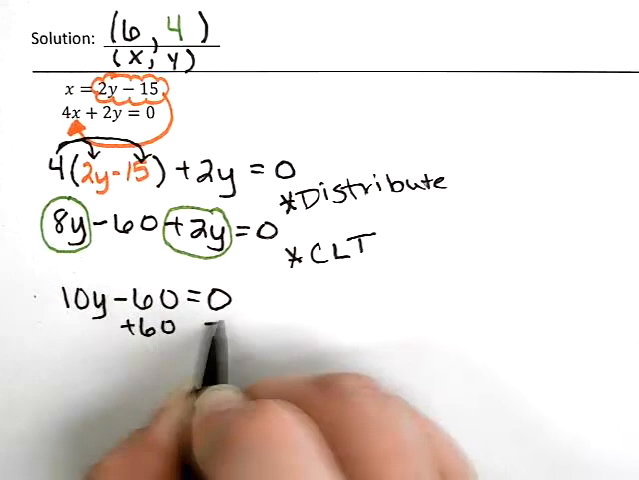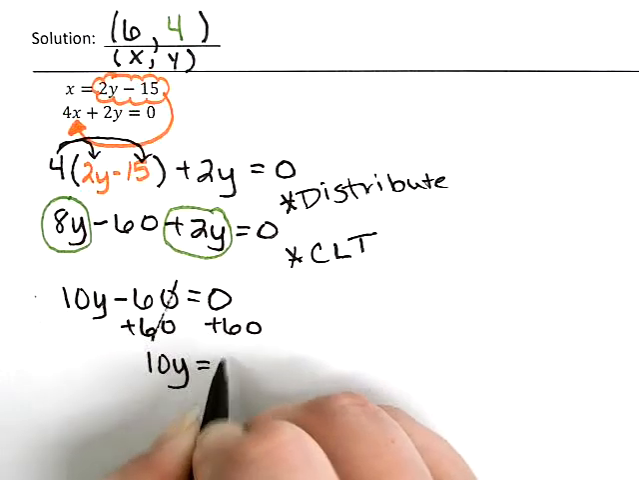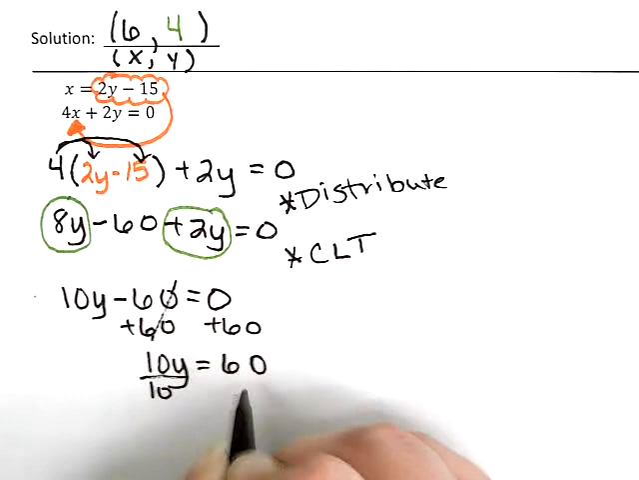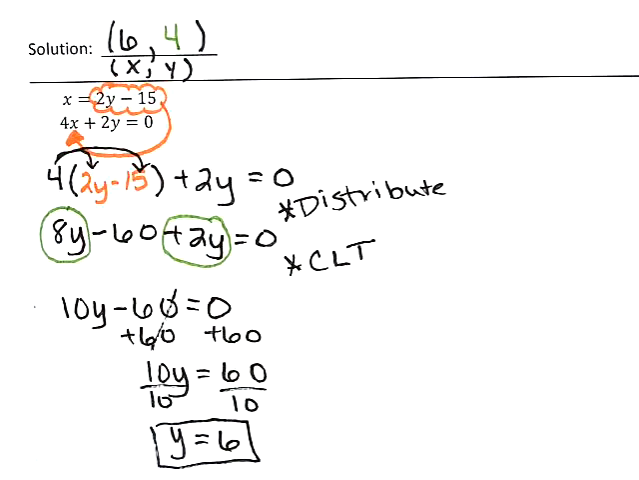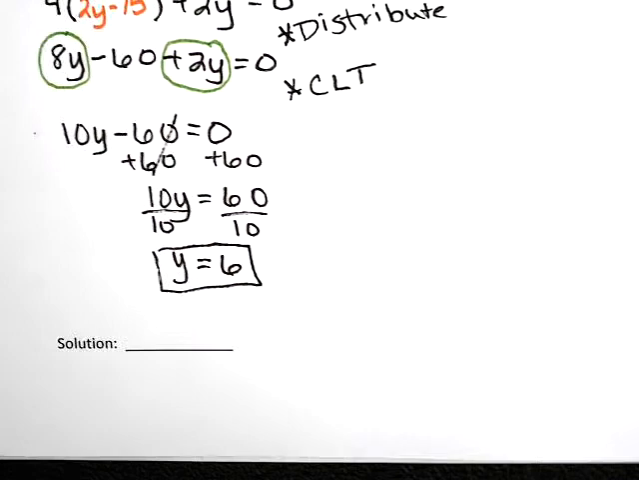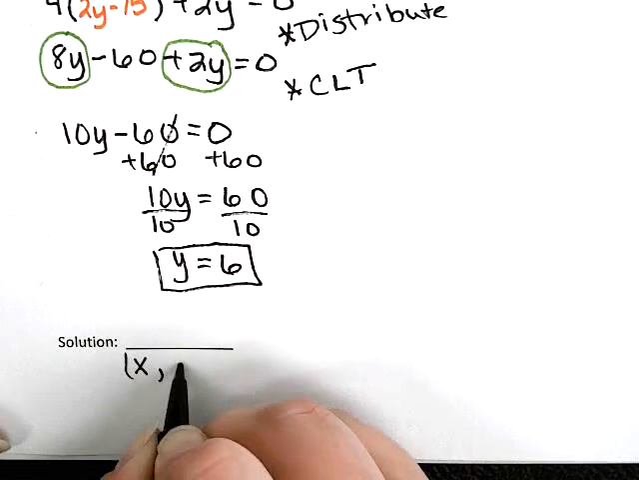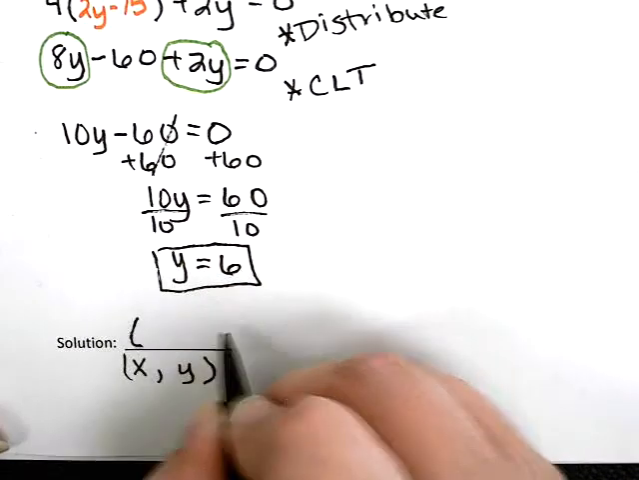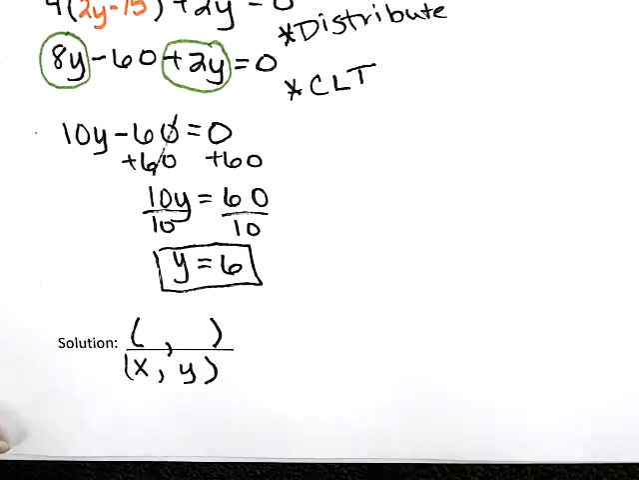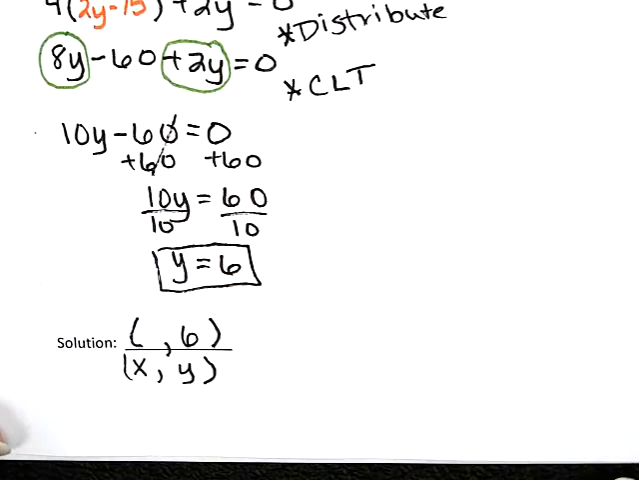So we add our 60, cancel that, and we get 10y equals 60. Divide by 10, and we get y equals 6. Then again, if I were you, I would go down to where it says my solution part here. Let's remind ourselves it's got to be x comma y. I found my y value first, so I'm going to put my parentheses for my ordered pair, and my y value is 6.